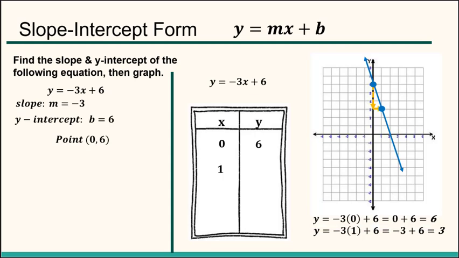Let's see if x is 1. Negative 3 times 1 plus 6 would be a 3. So let's go to 1. Let's put that 3 in that chart. 1, 3, I already have that dot.